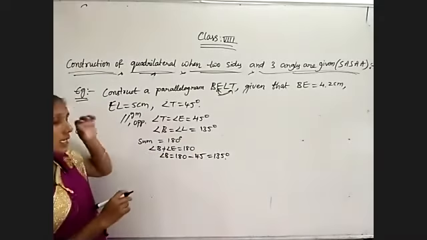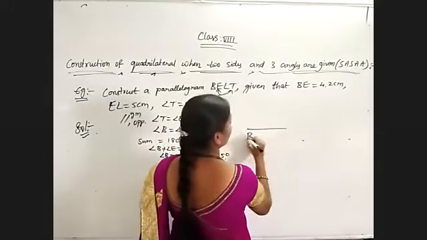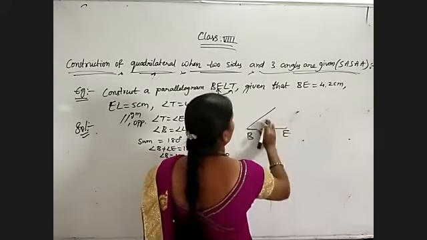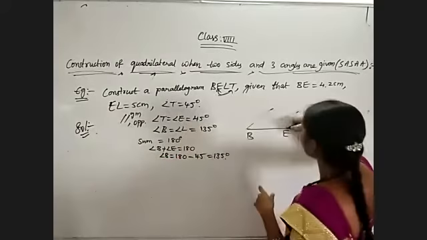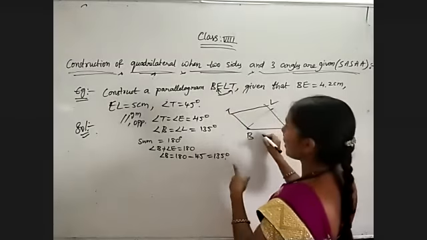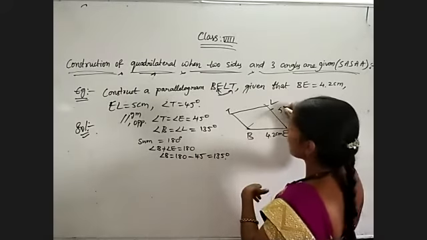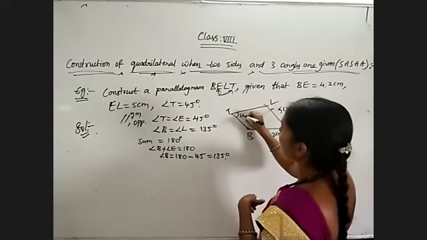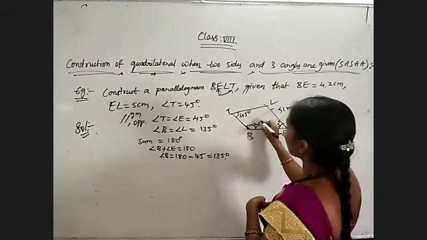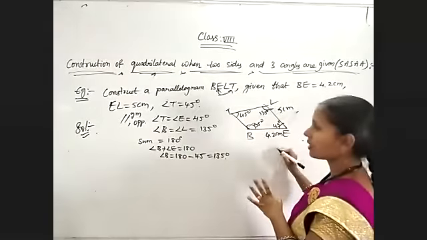Now we need to construct the quadrilateral. For that, I am using BELT only. BELT is my parallelogram. Sorry, angle E is 45 degrees. So like this I will get it now. BELT is my parallelogram, BE length is given as 4.2 centimeters, EL is given as 5 centimeters, angle T is 45 degrees, and angle E is also equal to 45 degrees, and this one we got 135 degrees, here also we got 135 degrees. Okay, this is the rough figure for the parallelogram.